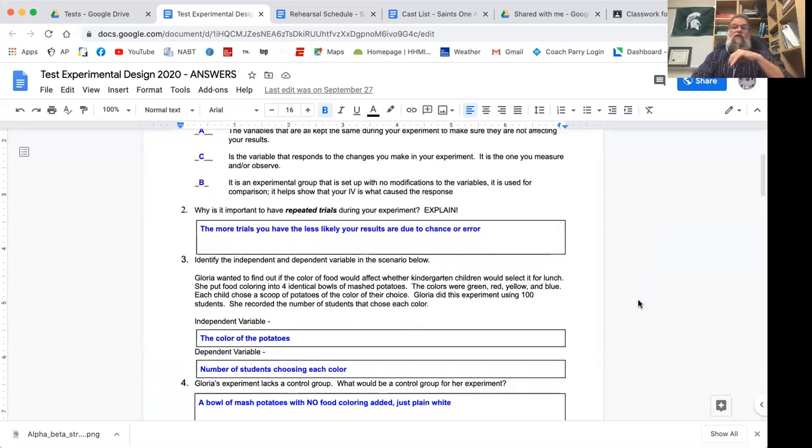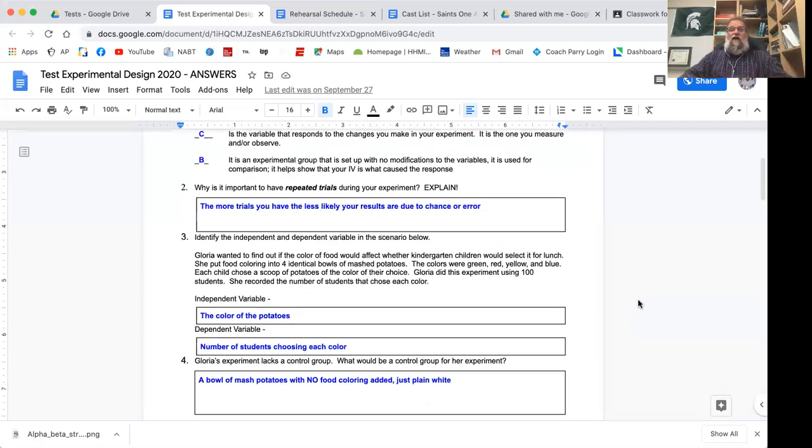Question 2 talks about repeated trials. Doing something just once or twice, you're opening yourself up to error, you're opening yourself up to chance, you're opening yourself up to a fluke result. So the more trials you can get and the more consistent those trials become, the more weight, the more proof you have that what you're testing is actually valid.